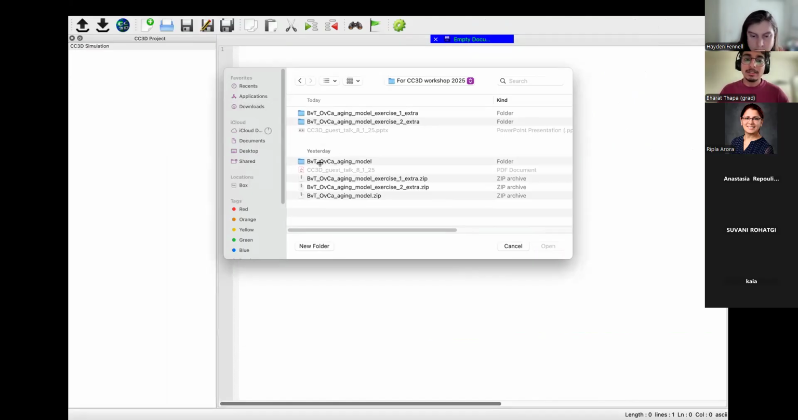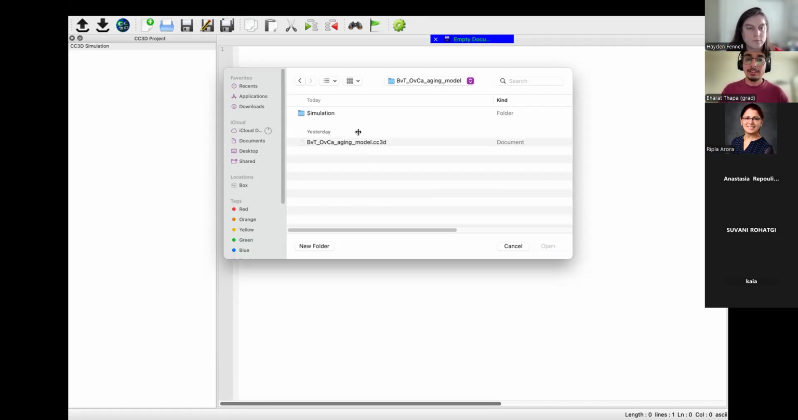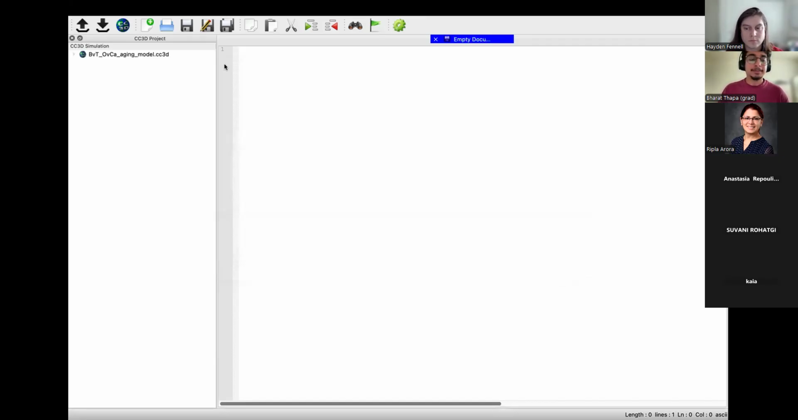You should start with the BVT OFCA aging model, the first one. This is the default one. We're not going to use these two, or we might if we have time. So these are the three zip files. You will use the first one to get the first model and open that.